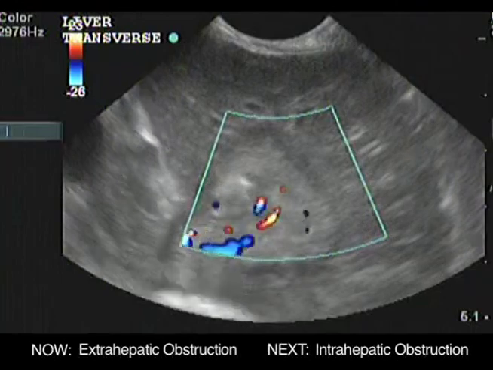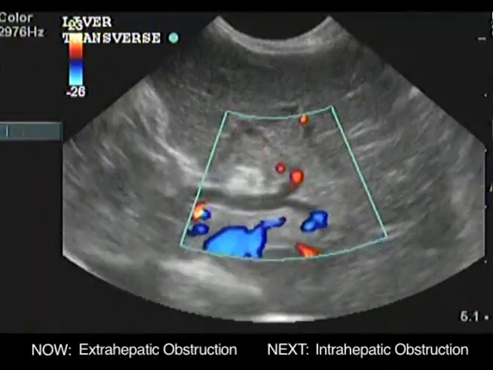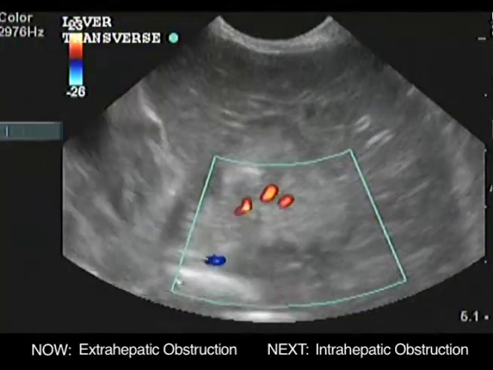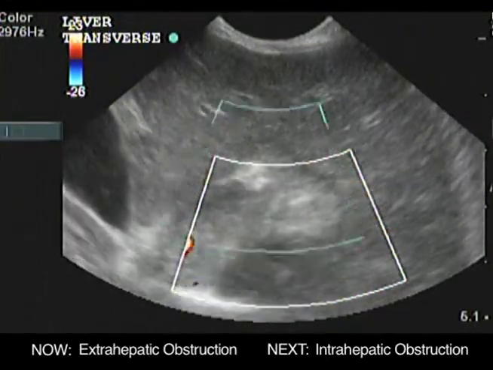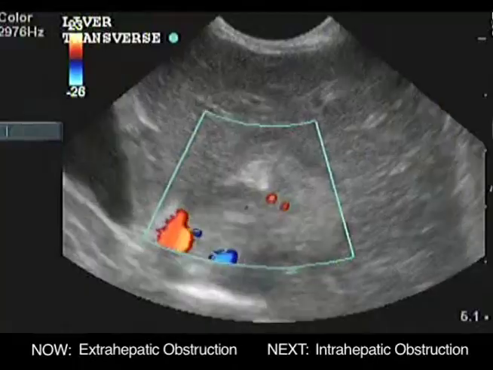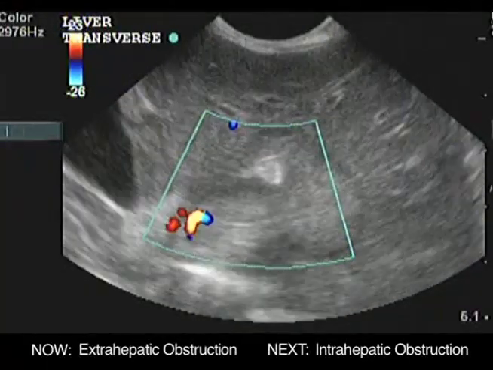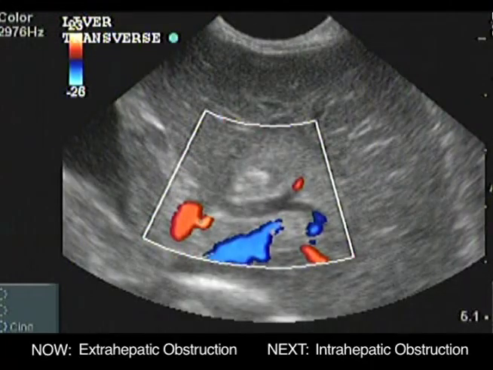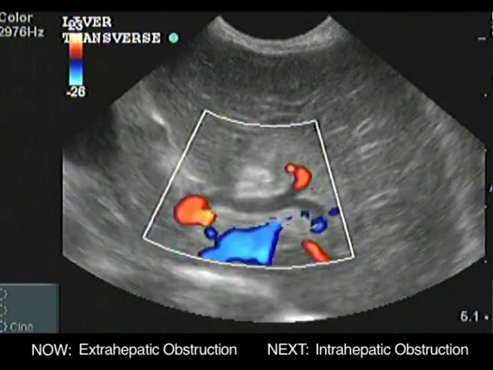Dilated intrahepatic bile ducts have hyperechoic walls on ultrasound and look like intrahepatic portal veins. Note that dilated intrahepatic bile ducts do not taper smoothly like intrahepatic portal veins. The bile ducts appear rough and irregular.